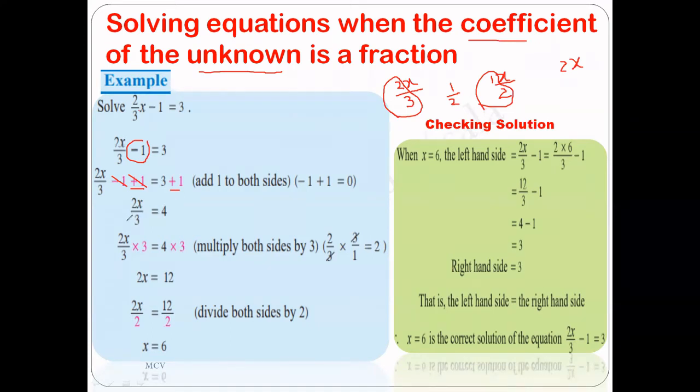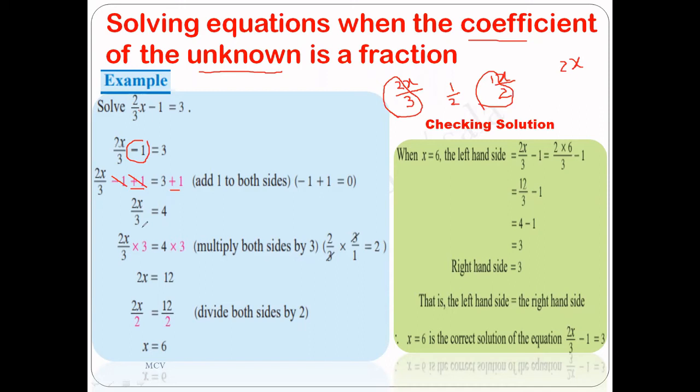Now we want to remove this 3 and 2, because solving an equation means you have to keep only the unknown term, x, in the left hand side. Remove all the other numbers. Coefficient should be 1. So you have to remove this 2 and 3. How to do that? 2x over 3: over 3 means dividing by 3. 2x divided by 3.